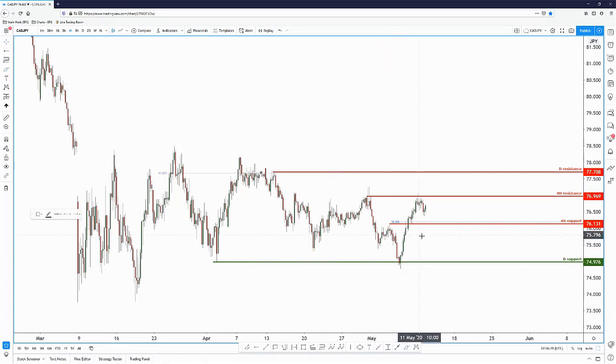So what I'm thinking is that price could push up to the 4-hour resistance and then come back down to the 4-hour support. This can make for a very nice intraday play, and breaking the 4-hour support, price may even go all the way down to the daily support. So let's go down to the 1 hour to check it out.